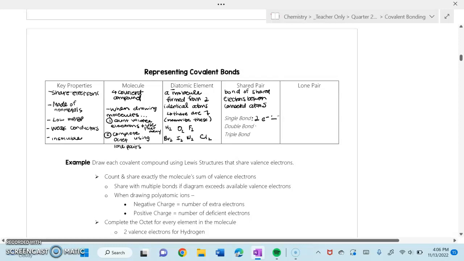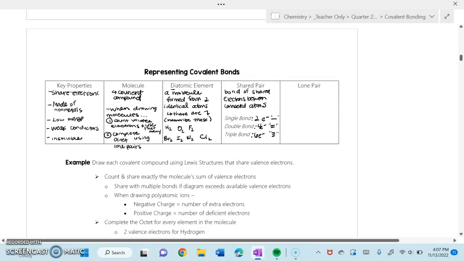A double bond is going to be a double line, almost like an equal sign connecting the atoms. Each line is 2 electrons being shared, so this would be 4 electrons. And then a triple bond is 3 lines connecting, and this one would be 6 electrons shared.